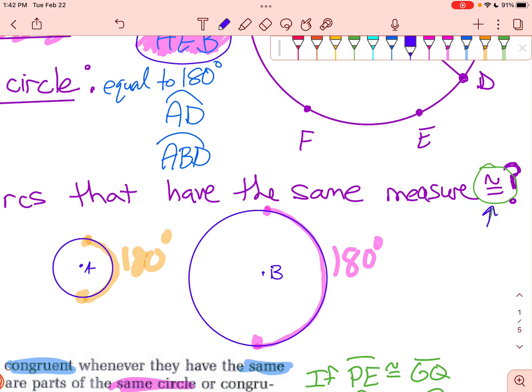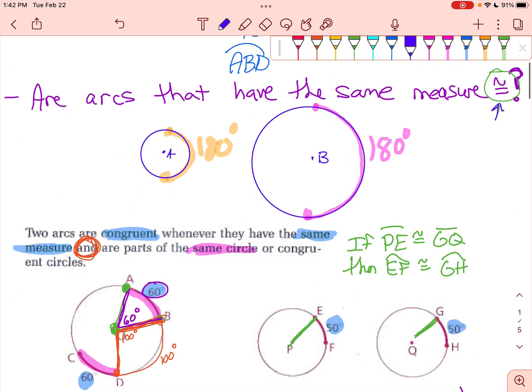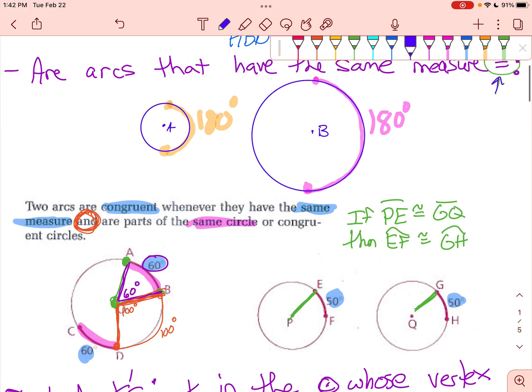A piece of crust on a small pizza is not equal to a piece of crust on a large pizza, okay? Just because they have the same measure does not mean they are congruent, okay? In order for 2 arcs to be congruent, there has to be some stipulation. 2 arcs are only considered to be congruent if they come from the same circle, or if they come from congruent circles.